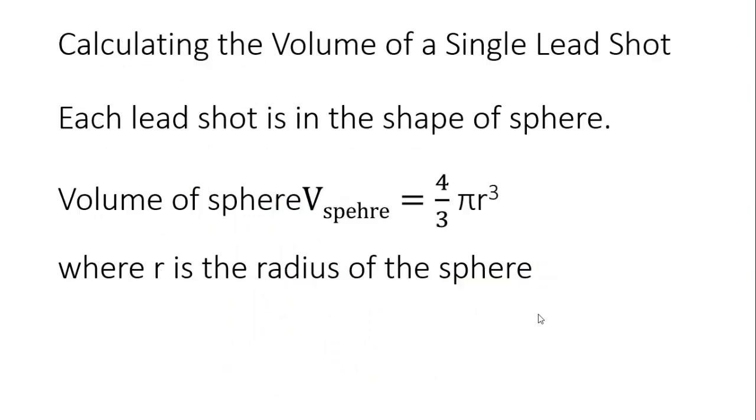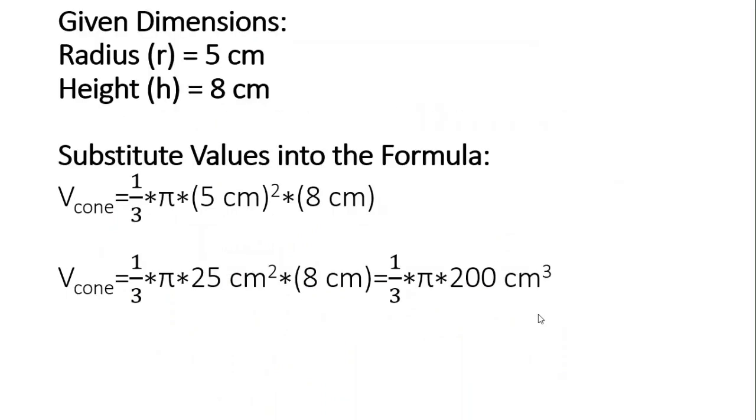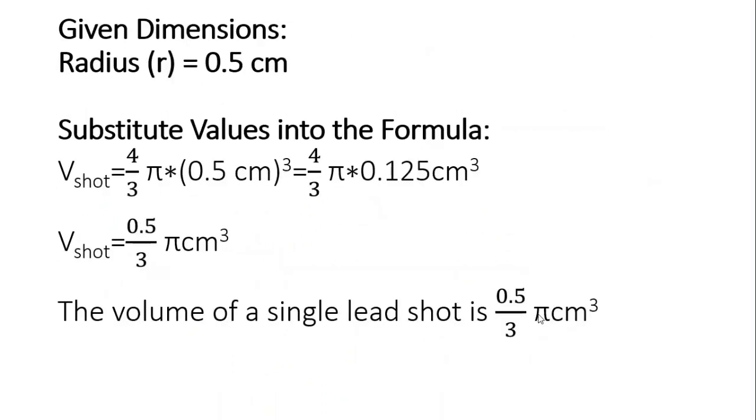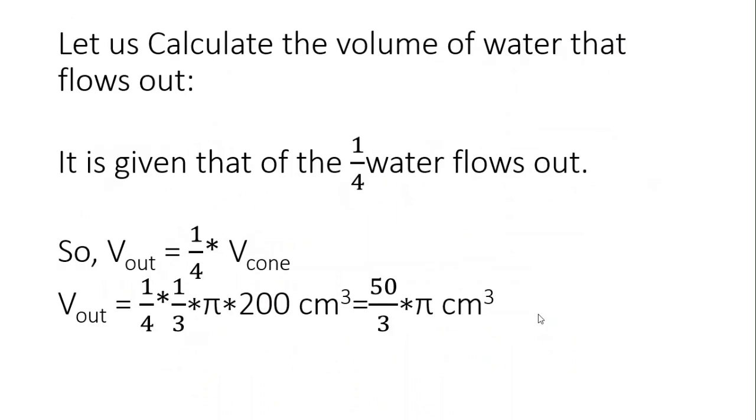Okay, right. Now we got the volume of the vessel and the volume of each sphere. Now let us calculate the volume of the water that flows out. It is given that 1 by 4th of the water flows out when the number of lead shots are dropped into the vessel. So the volume of the water that flows out is equal to 1 by 4th of the volume of the cone.